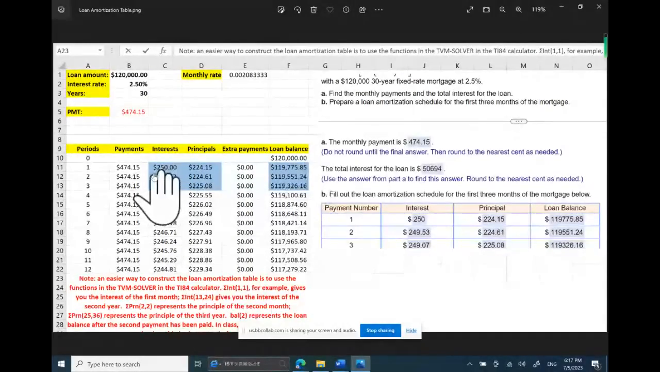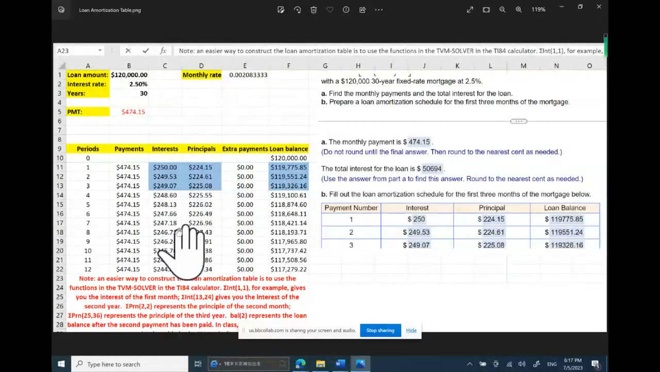Yeah, this interest, as you can see, where my palm is pointed, we got by multiplying the monthly rate by the original loan balance. But for this one, we multiply the interest rate by the previous loan balance, when it's already reduced a little bit, right? Yeah, we got this 249.53.